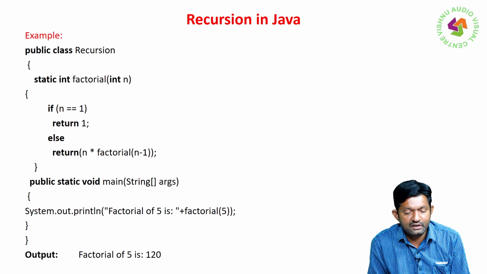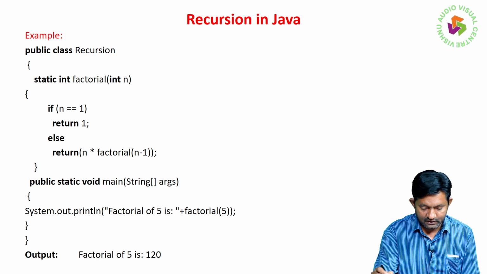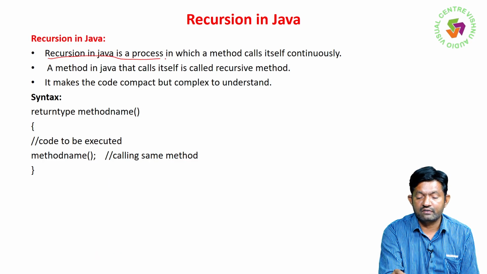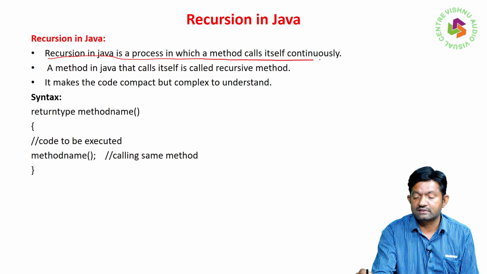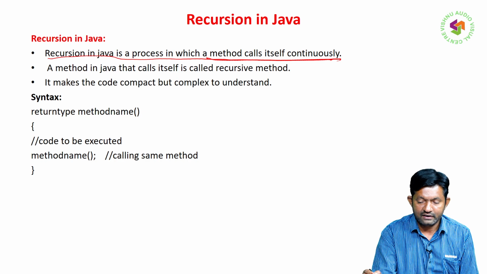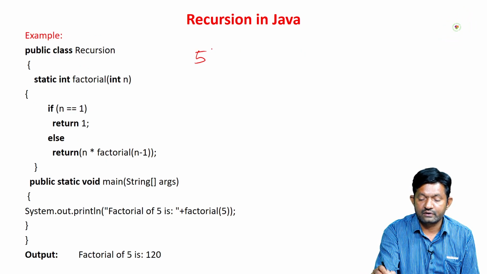For example, here I am using a recursive function for the factorial of a number. We know that recursion means the function or method calling itself. The recursion in Java is a process in which a method calls itself continuously. What does it mean for a method to call itself continuously? Suppose 5 factorial is available. We know that the value of 5 factorial is 120.